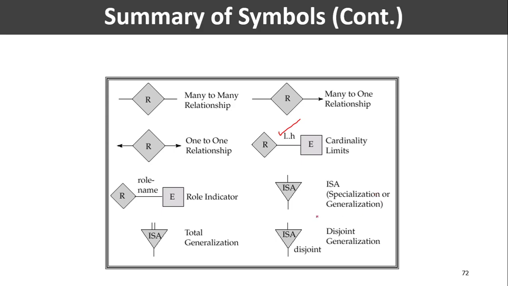Specialization and generalization are depicted using a triangular notation. Total generalization or total specialization is denoted with a double line with a triangle. If we would like to depict disjoint generalization or disjoint specialization, then the word disjoint needs to be written along with this triangular ISA relationship.